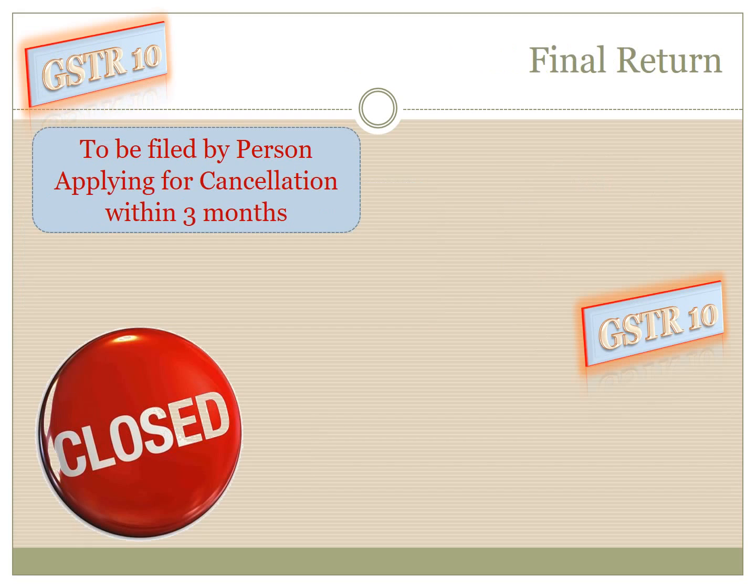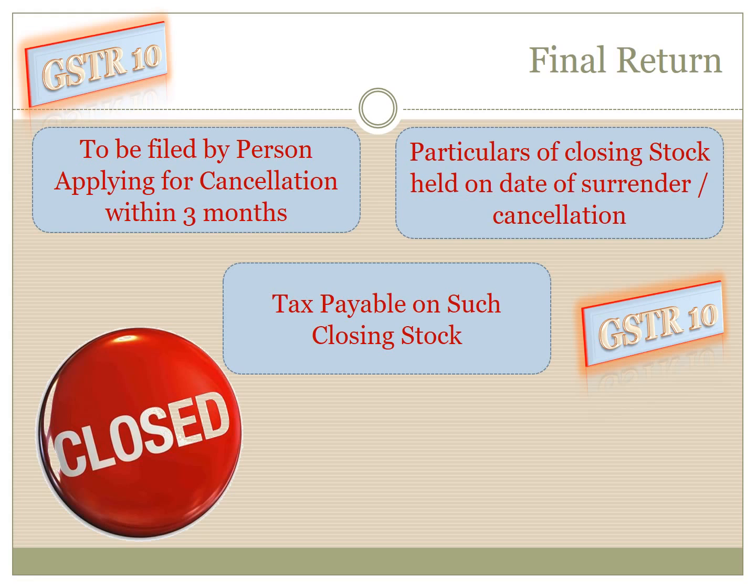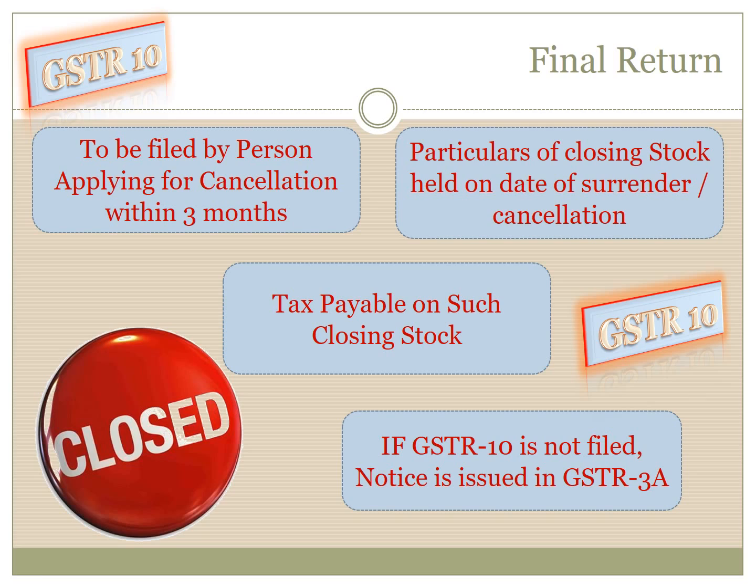GSTR 10 is required to be filed by a person who has applied for cancellation of his registration. It is called a final return. The return has to be filed within 3 months from the date of cancellation or date of cancellation order, whichever is later. Particulars of closing stock held on date of surrender or cancellation has to be provided. Amount of tax payable is determined on the basis of the declared closing stock. If GSTR 10 is not filed on time, notice is issued in GSTR 3A to the taxable person for filing GSTR 10 within 15 days.